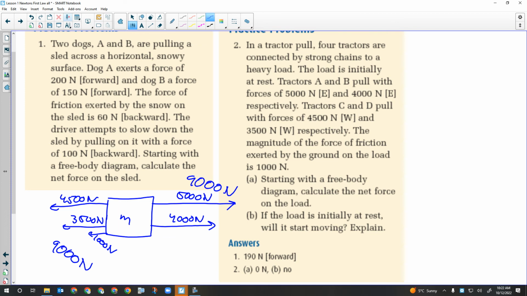So if the load's initially at rest, will it start moving? No. If it's initially at rest and there's no net force, there's no acceleration. So this thing sits still in this situation. Does that make sense to everybody? As long as that vector sum, that F net, is 0, there's no acceleration. Since we're told it starts at rest, it's going to stay at rest. There's nothing to get it going.